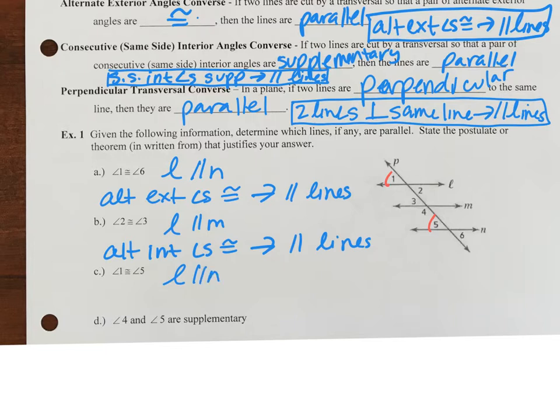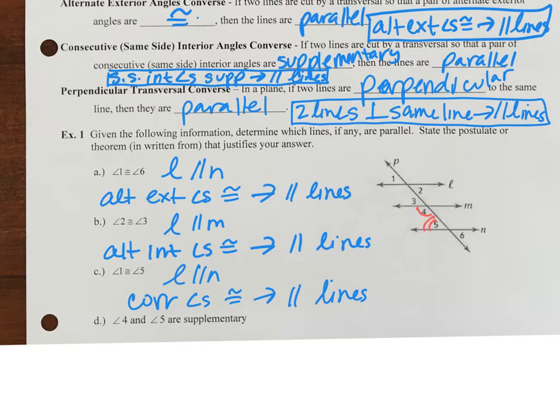And then we need to give a reason. The justification would be when corresponding angles are congruent, we can conclude that we have a pair of parallel lines. All right, and then last but not least, let's take a look at letter D, where this time we are told that angles 4 and 5 are supplementary. So I'm going to put one arc on 4 and 2 arcs on 5.